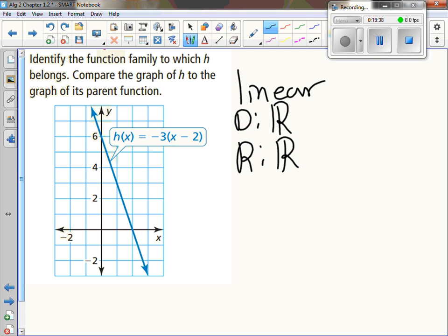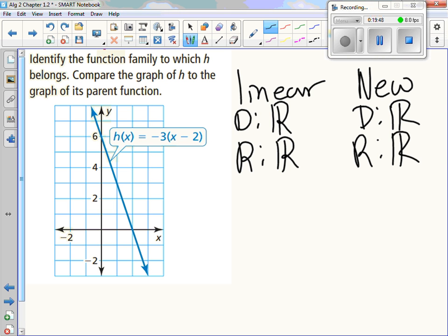Because it's a straight line and we see that it's going up and down indefinitely, the domain is going to be all real numbers. The range is going to be all real numbers. So that's kind of easy. That one's simple. The domain and range will be all real numbers for the parent and the new one, this one here.